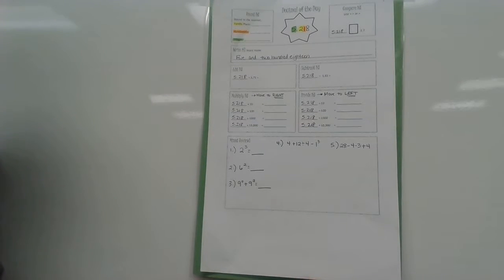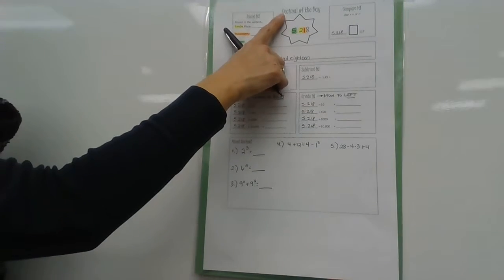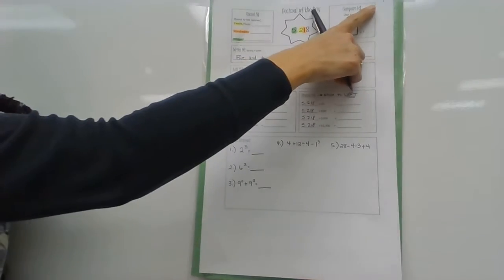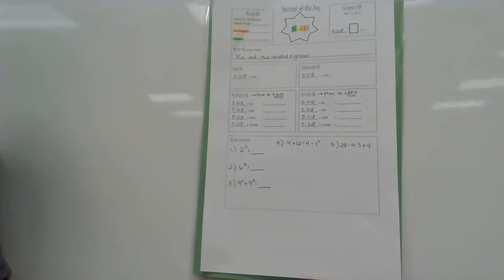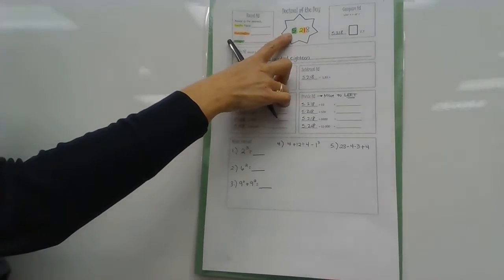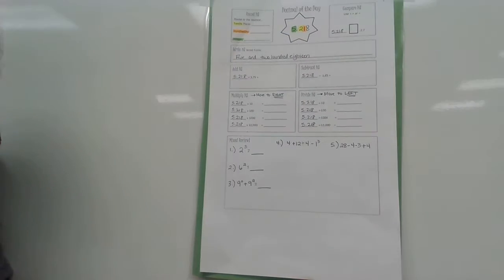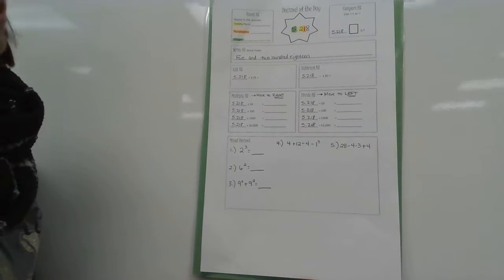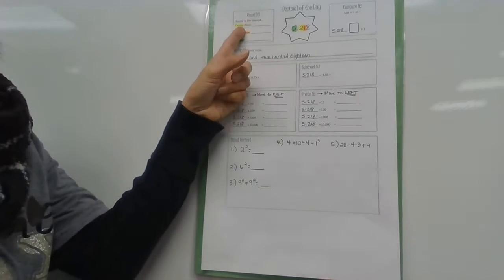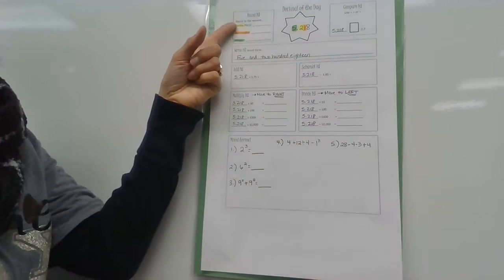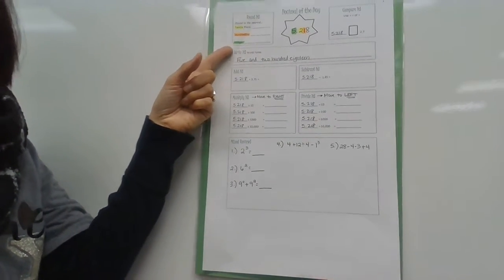All right, today I'm going to be going over how to complete your decimal of the day. So right now I'm just going to show you how to do decimal of the day number 1. And the decimal is 5.218. So what we're going to do first is you want to round this number to 3 different places. So you're going to do it 3 different ways.